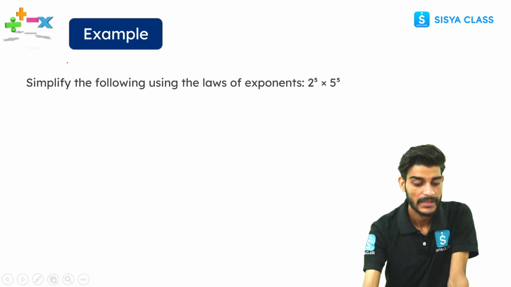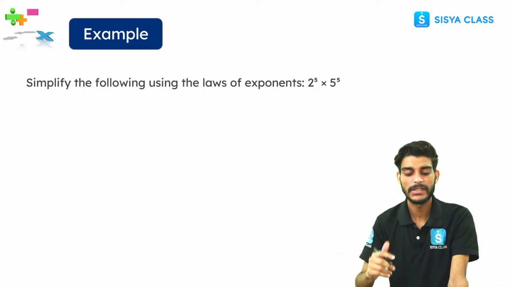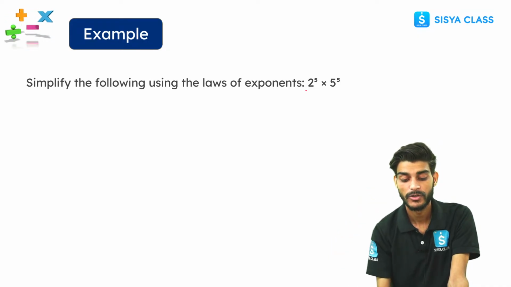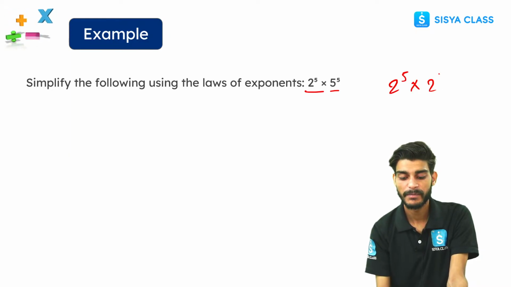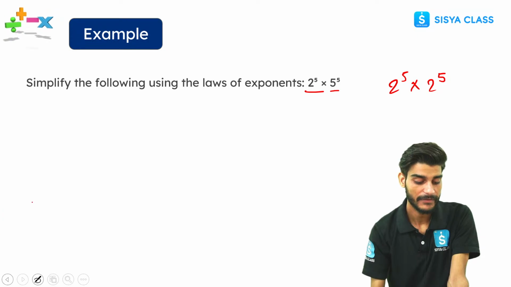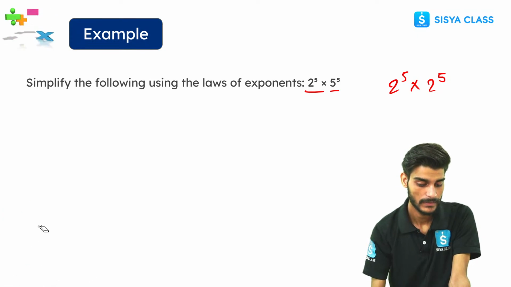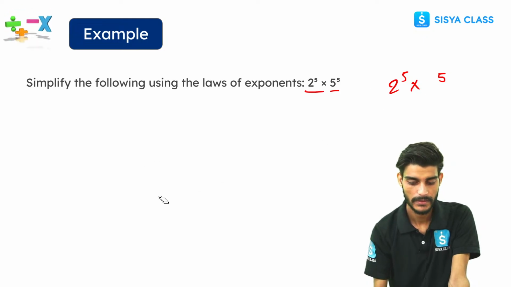So this is done. Now let's come to the third question: simplify the following using laws of exponents. 2 power 5, 5 power 5. If you don't remember the name of the rule, it doesn't matter, just remember the concept. Here, if you see, 5 to the power 5 is there, right?